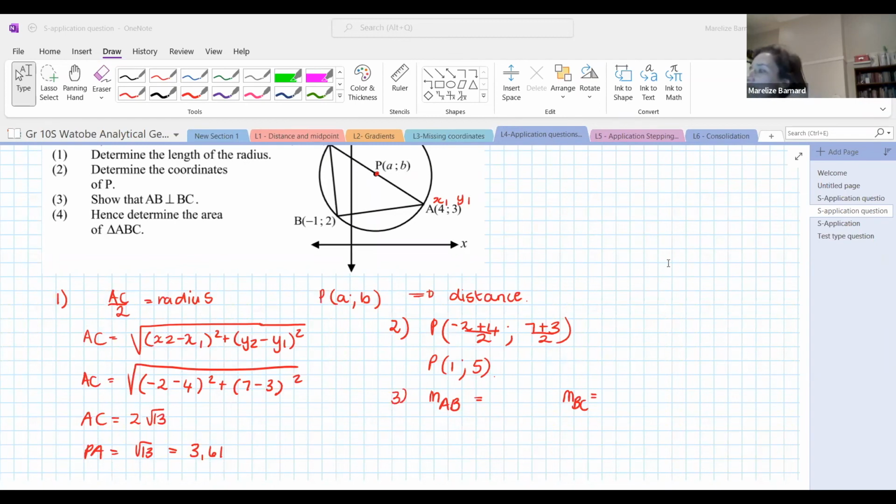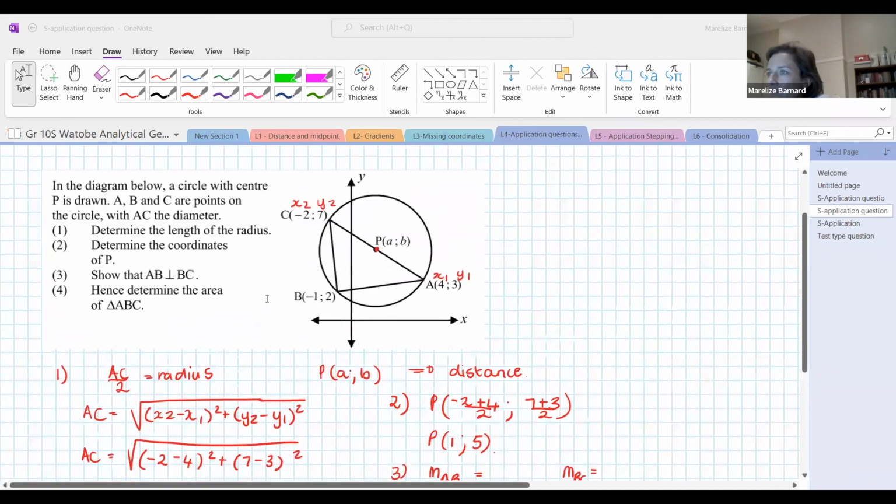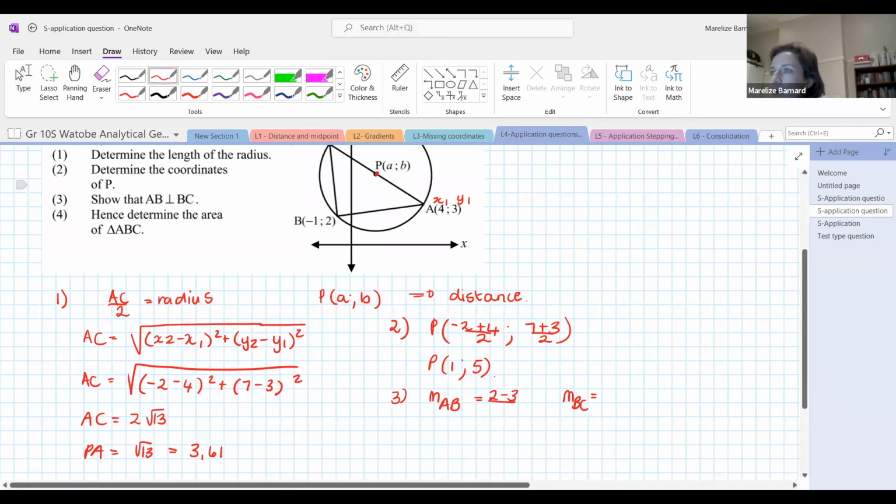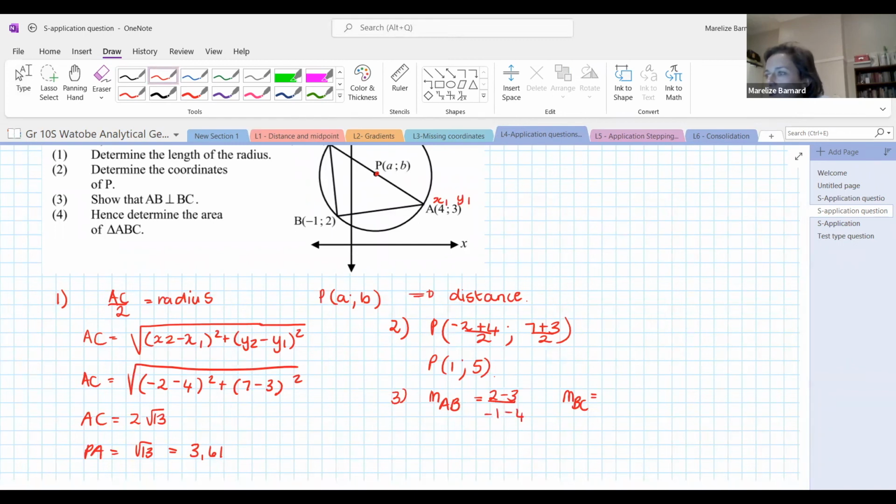Okay. Good. So for AB, we are going to do (2 - 3) over (-1 - 4), which is -1 over -5, and that simplifies to 1 over 5.